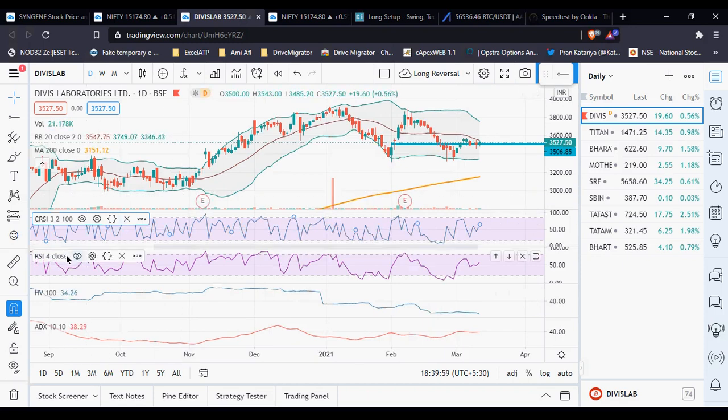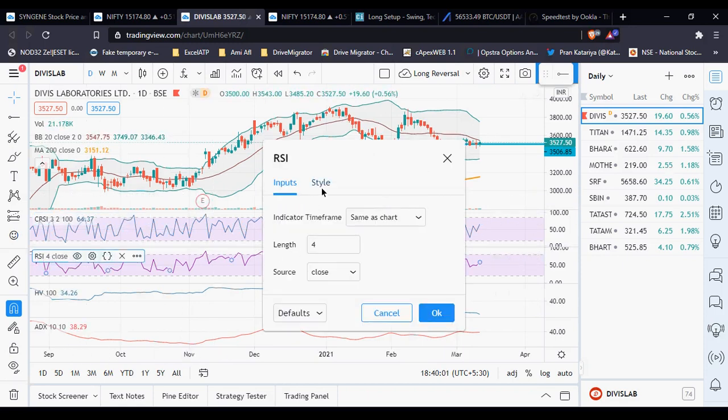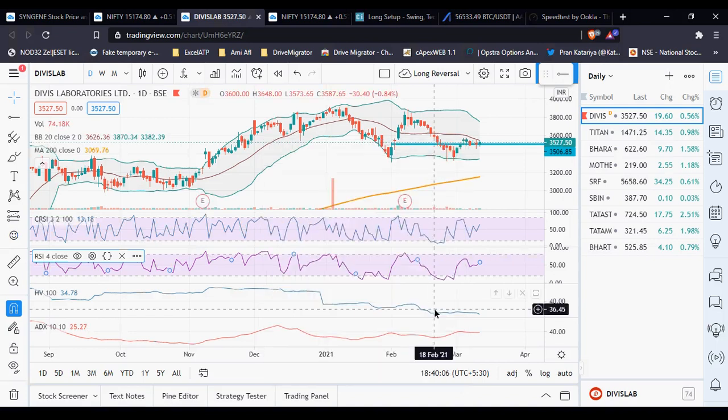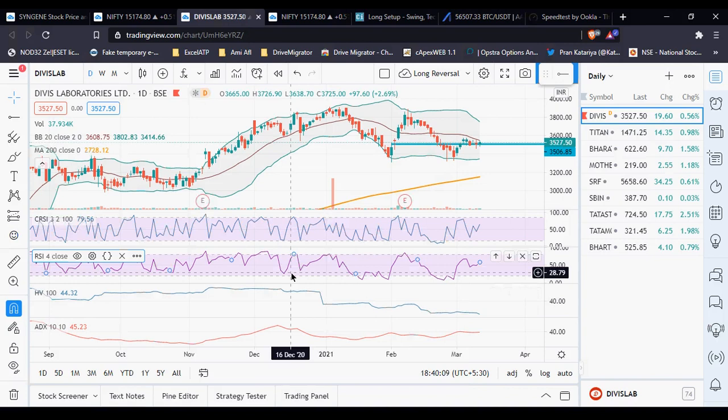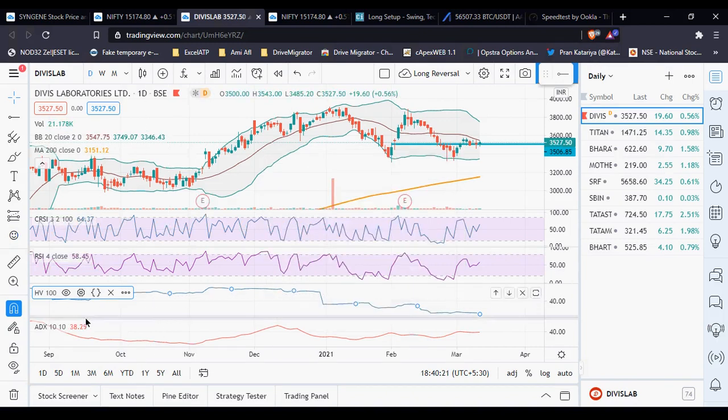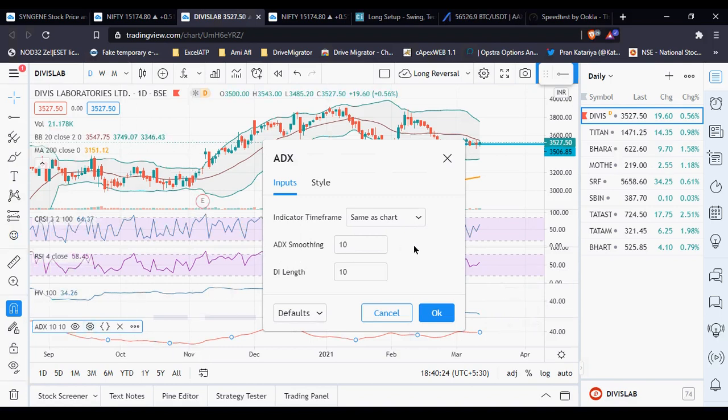We have RSI 4. The settings are 80 and 20 for the upper band and the lower band. And the two indicators which also need to be added are historical volatility, which has to be changed to 100, and ADX with 10 and 10. You would find this indicator as Average Directional Index in the default indicators of TradingView.